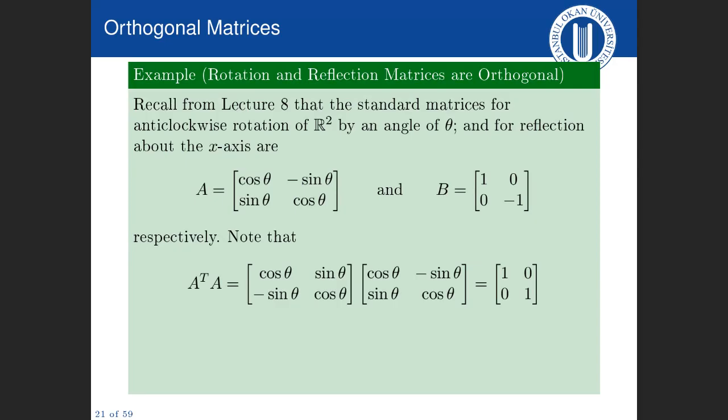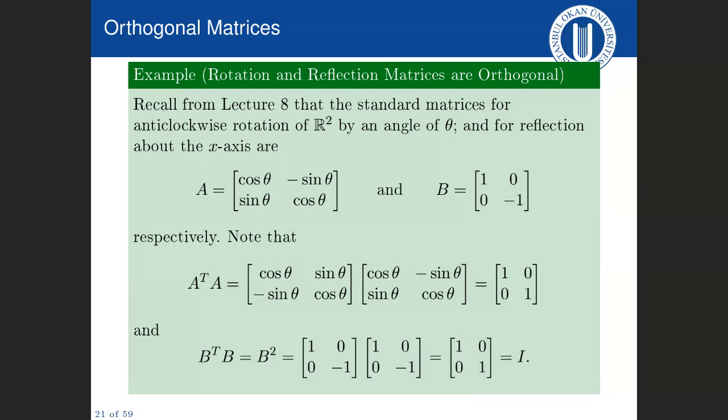Note that if we calculate A transpose A, I'll leave it for you to check, we get cos squared plus sine squared, or 1, 0, 0, and then again, cos squared plus sine squared, or 1. And likewise, if we calculate B transpose B, B is symmetric, so B transpose is just the same as B, that's like doing B squared. Again, we get the identity matrix. Therefore, these matrices A and B are orthogonal matrices.